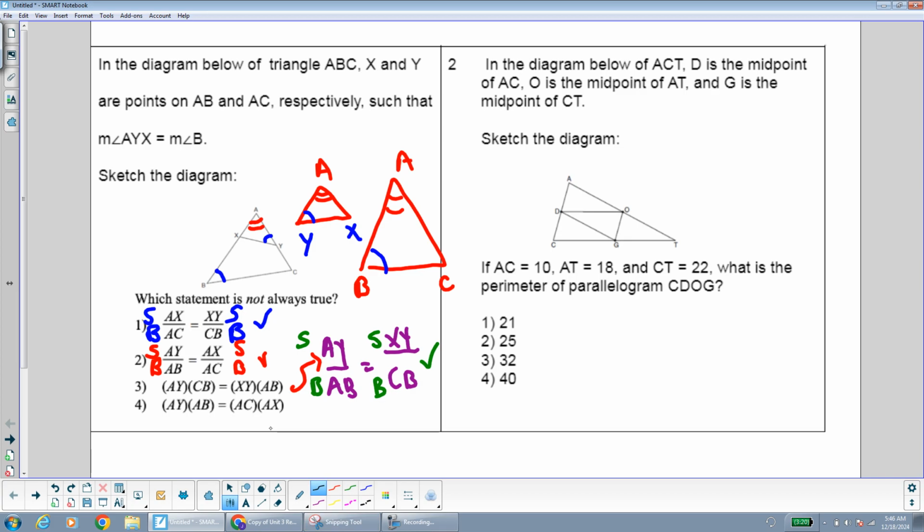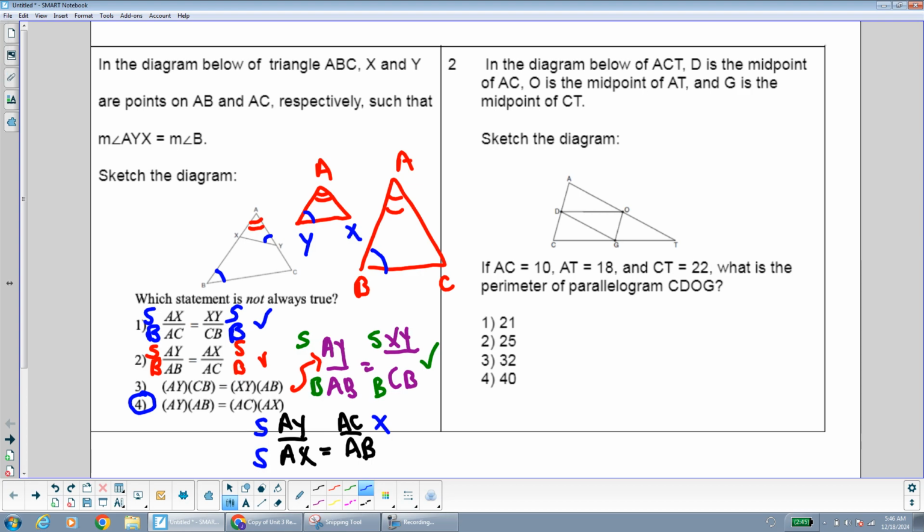Let's check out answer choice number 4, which must be our answer. The proportion that leads to that product is AY over AX equals AC over AB. If you cross multiply, you get that product. AY is from small. AX is also from small. We just need to make sure this is big over big and that they correspond. So does AY correspond to AC? No. AY corresponds to AB. So answer choice 4 is the choice we're looking for.